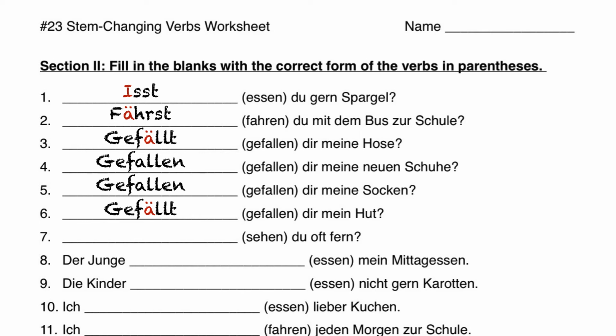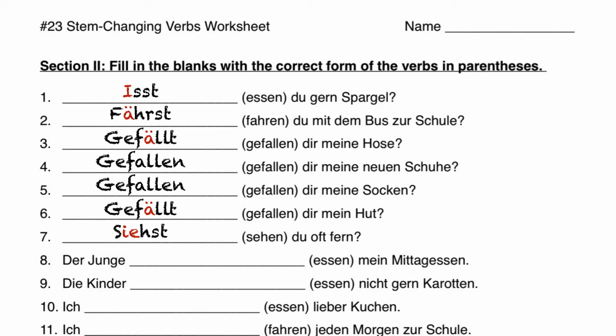Nummer 7. Out of the examples of gefallen, now we have sehen. Du oft fern. Here we have the du form because du is in the sentence, which makes it the subject, so we have to have the du form, siehst. Siehst du oft fern? Do you watch television often?